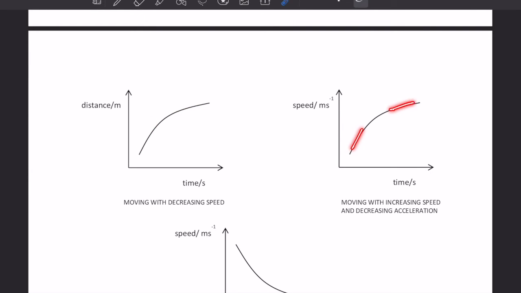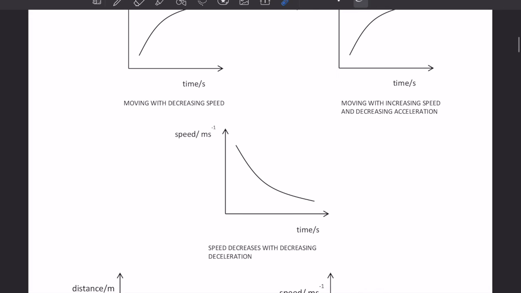Here, the speed is increasing. The slope is decreasing for a speed time graph, so that means that the acceleration must be decreasing. So speed is increasing, but acceleration is decreasing. Here, the speed is decreasing, but if you look at the slope, it's steeper here and less steep here. So that means the speed is decreasing at a decreasing rate, or deceleration is also decreasing along with speed.